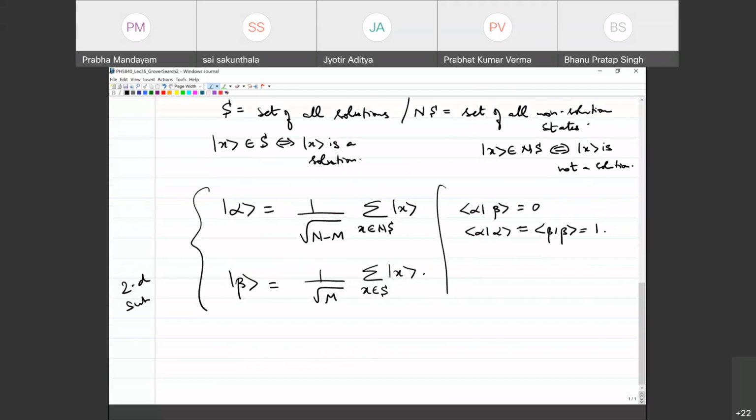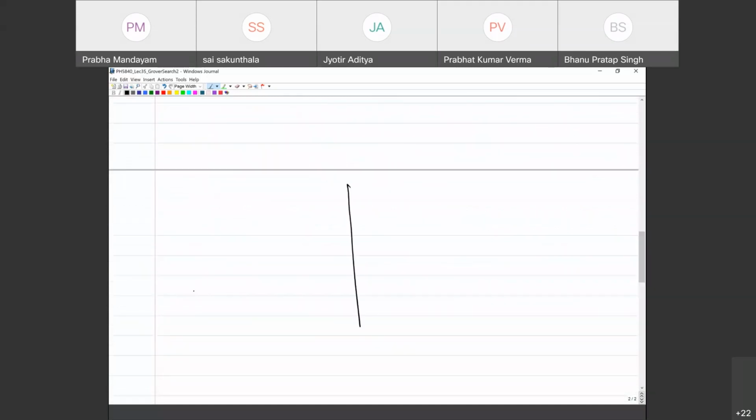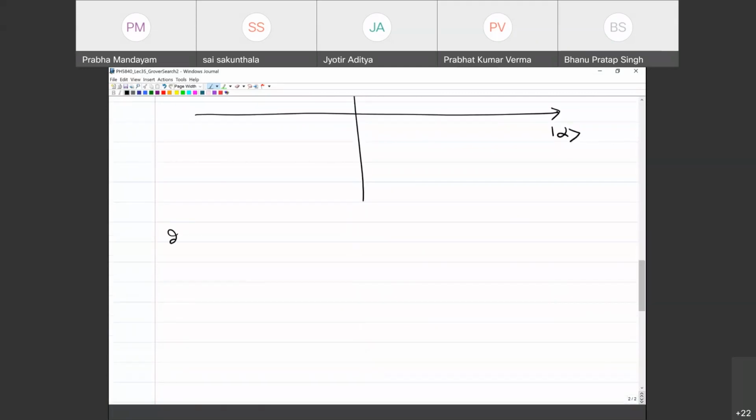subspace of the n-qubit space, and I can represent it as a plane, right? It's a 2D subspace, 2D space. So this axis is what I will call ket alpha. This axis is what I will call ket beta. Where does our initial state lie in this? The initial state psi is obviously some superposition of alpha and beta, but it's not simply alpha plus beta, because alpha and beta have different weights, right? So psi is basically square root of (n minus m) over n times alpha plus square root of m over n times ket beta.